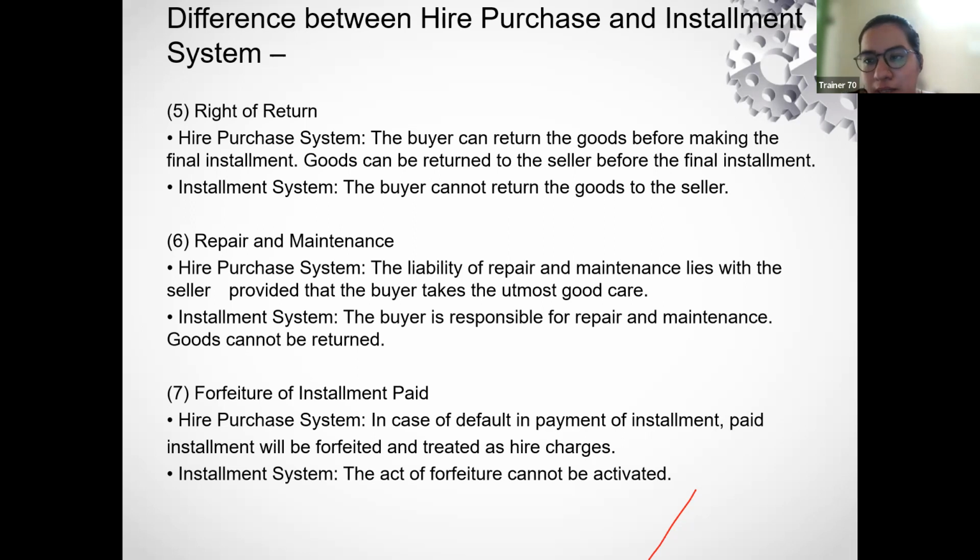You can take it back. So under installment system, you don't have the option to return. You don't have any right to return the goods, but under hire purchase, you have that right.